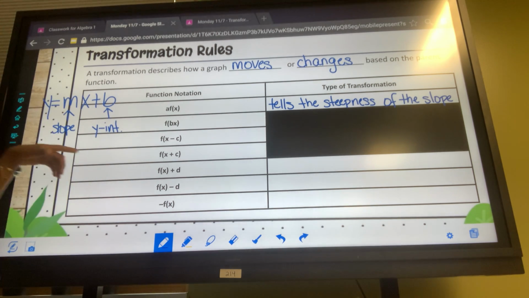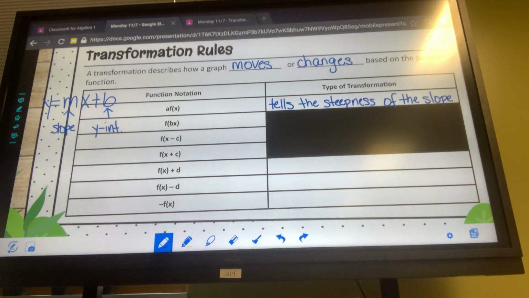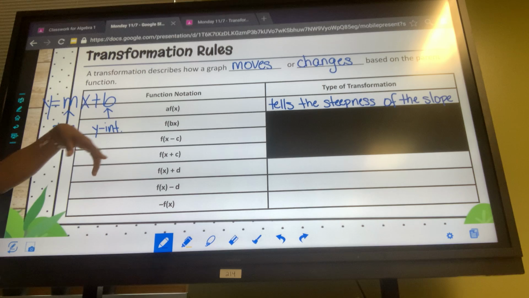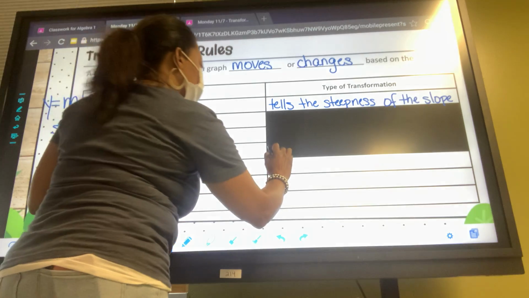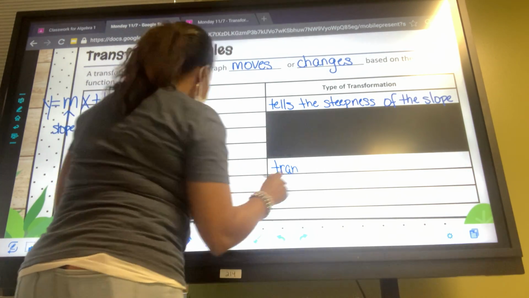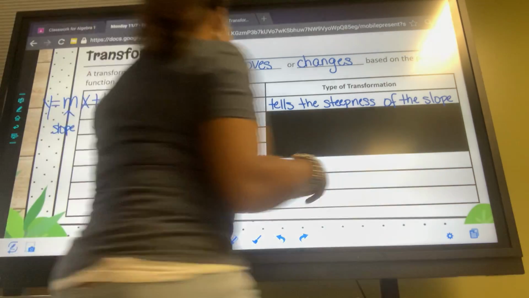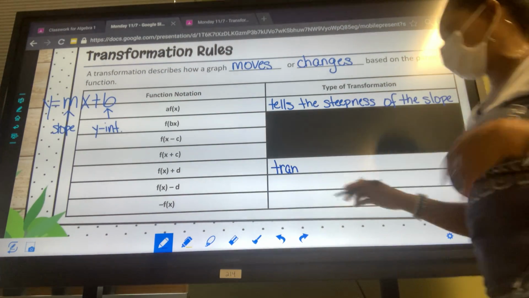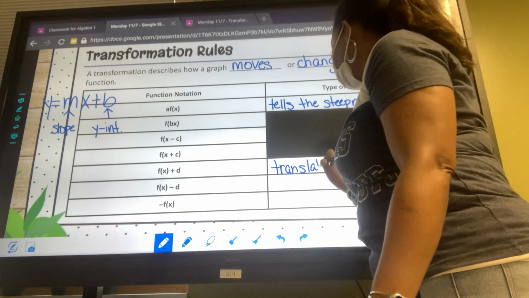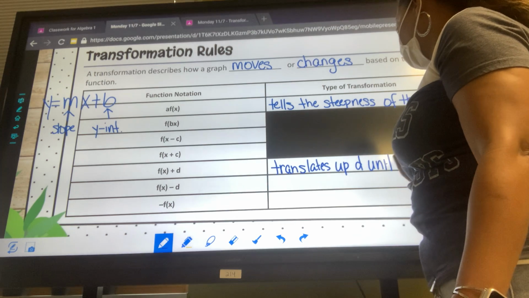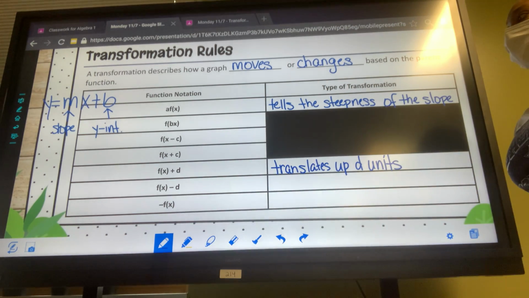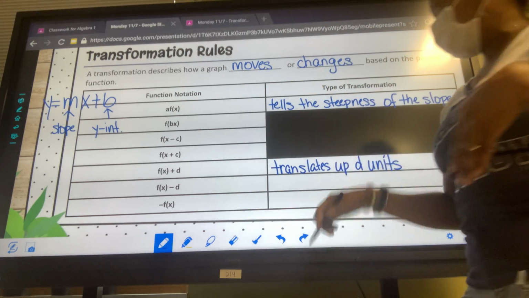That means it's going to move our line up, because remember, the parent function went through the origin. So instead of going through the origin, if it's a plus D, it's going to slide up some. This will be a translation up however many D units. Whatever the number for D is, that's how many units it goes up. So it translates up D units. That means this next one is going to translate down D units.